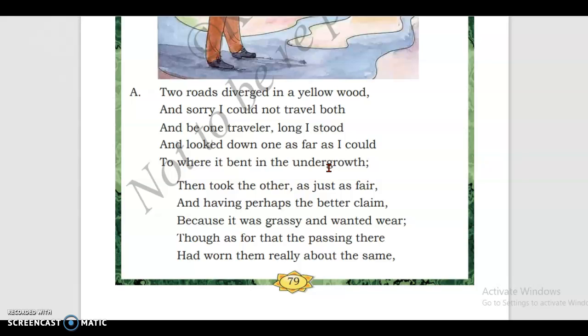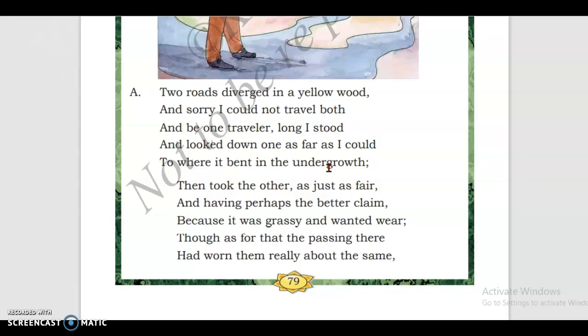So two roads are splitting and going in a yellow wood. Yellow here signifies the autumn season, where the leaves fall after turning yellow. Wood means forest. In the forest it is yellow in color because of the leaves falling from the trees. Sorry I could not travel both.